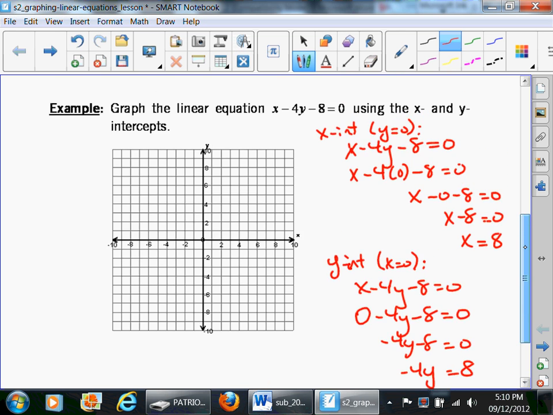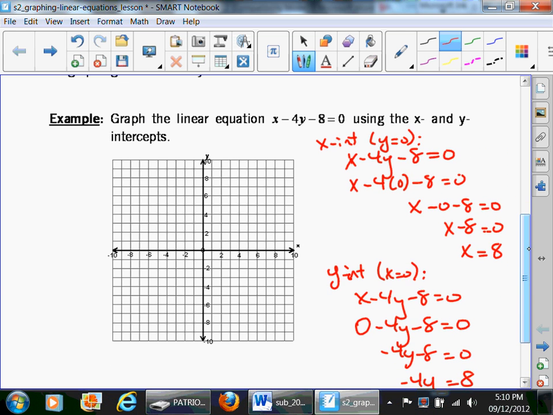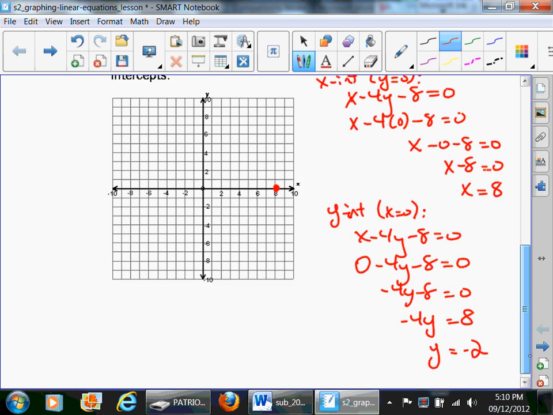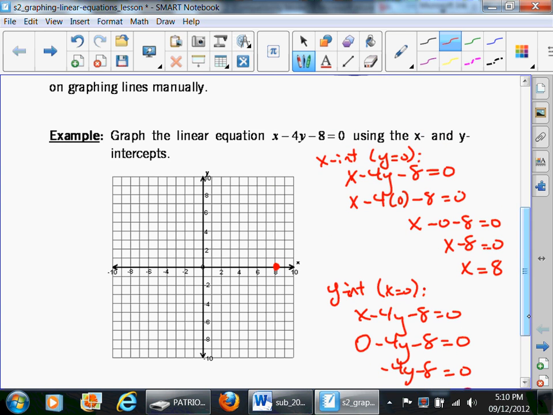Now the x-intercept is 8, so where would that be? Well, it's the x-intercept, so it's on the x-axis, that's 8. The y-intercept is at negative 2, so that's right here. So now we have 2 points. That's all we need to make any line.